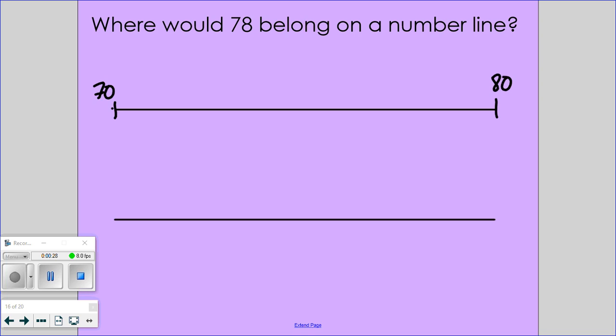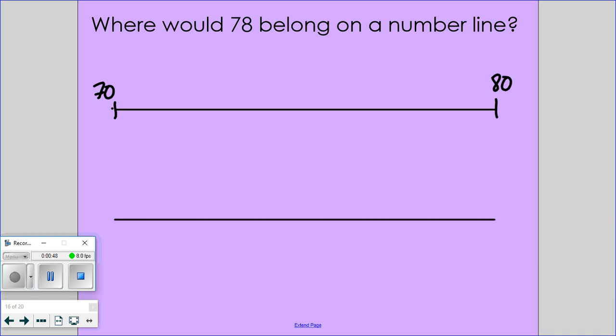I want you to put a middle point on that number line, and then I want you to put 78 on that number line. When you finish, give me a secret thumb. You need to put a middle. What's the middle number on that number line? And then you need to put 78 on that number line.